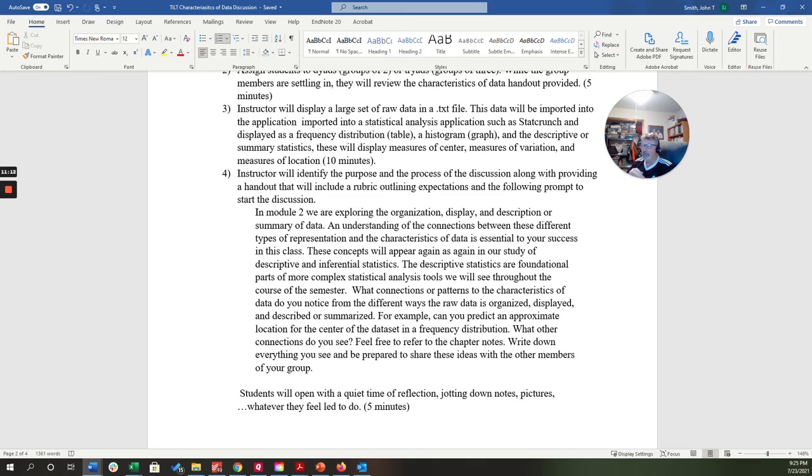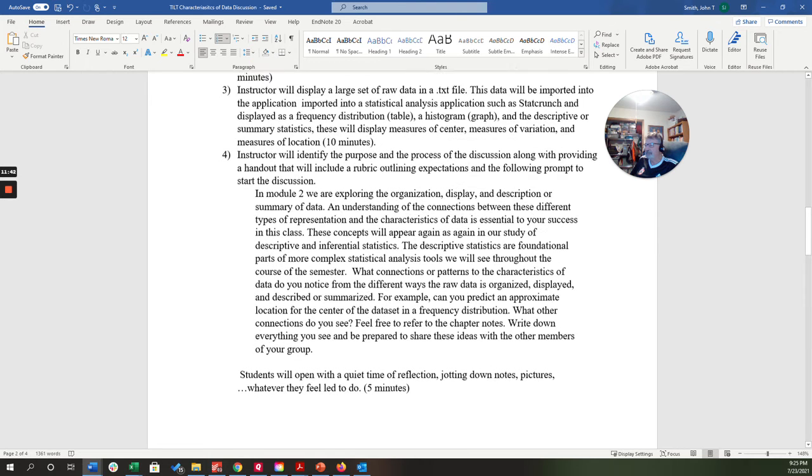What connections or patterns to the characteristics of data do you notice from the different ways the raw data is organized, displayed, and described or summarized? For example, you can predict an approximate location for the center of the data set and the frequency distribution. What other connections do you see? Feel free to refer to the chapter notes, write down everything you see, and be prepared to share these ideas with the other members of your group and eventually the whole class. I probably need to add that line in there.